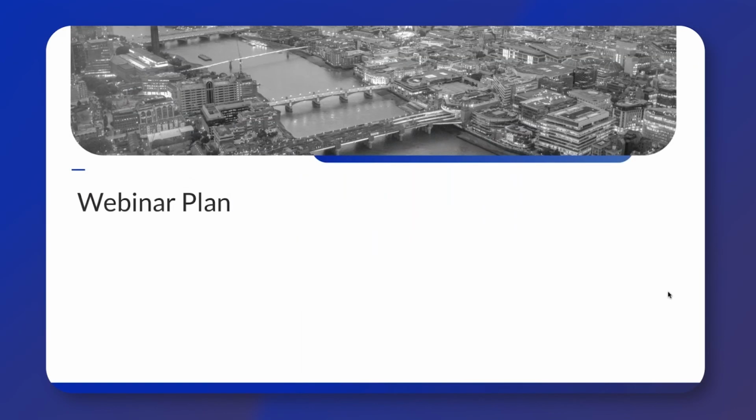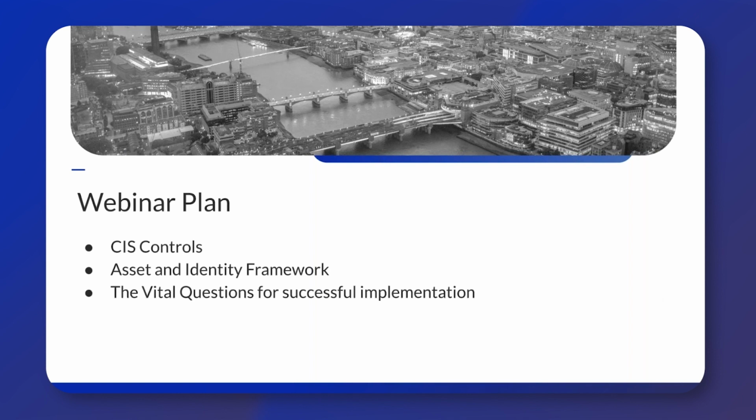Just to set the scene about what I'm planning to go through in this webinar. First off, we're going to look at why we have assets and identities. We're going to relate that to CIS controls, which is a very good standard to align to. We're going to look into the asset identity framework, one of the 5 key frameworks in Splunk's enterprise security SIEM offering. And we're going to ask the vital questions for successful implementation.